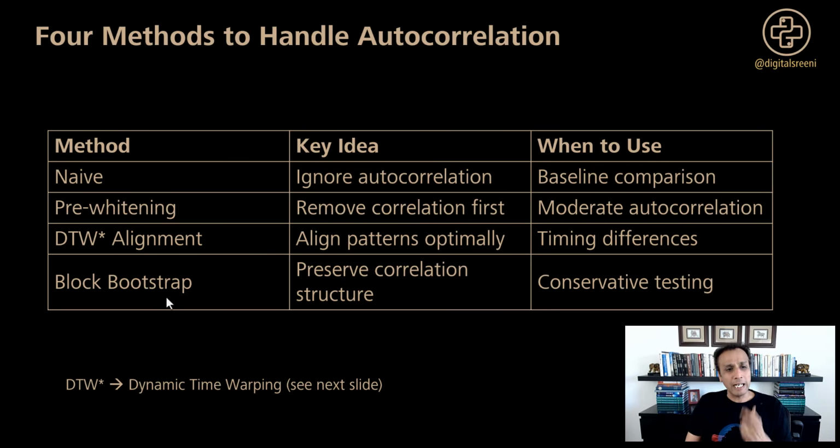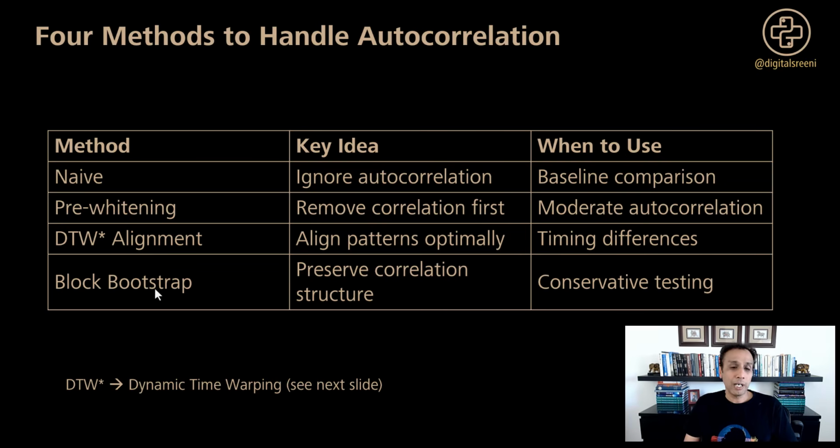Dynamic time warping alignment is another approach that we will look at. Again, it aligns patterns optimally and then looks at time differences. What the heck do I mean by that? Wait for the next slide. But DTW basically means dynamic time warping.